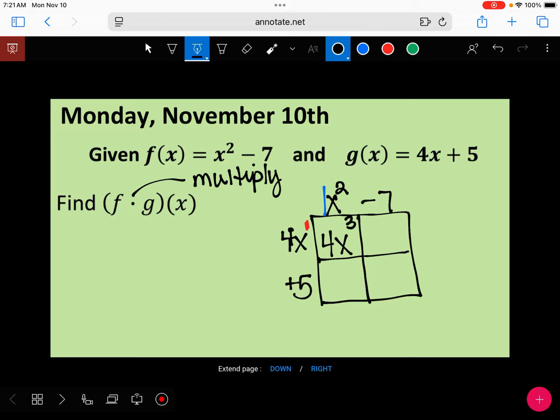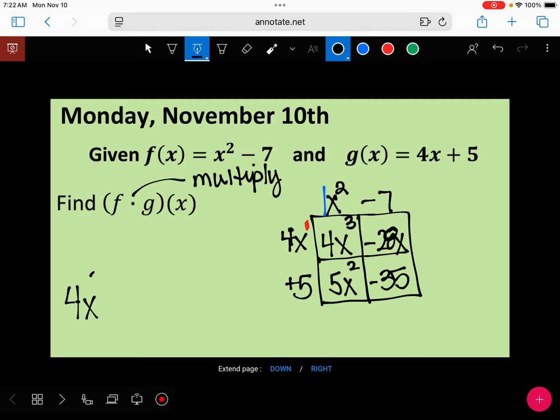And then we have 4x times negative 7, which would be negative 28x. And then we have a positive 5x squared. And then we have negative 35. So are any of these like terms? Are any of these squares? They have to have the same amount of x's though. No, so we can't add any of them together.